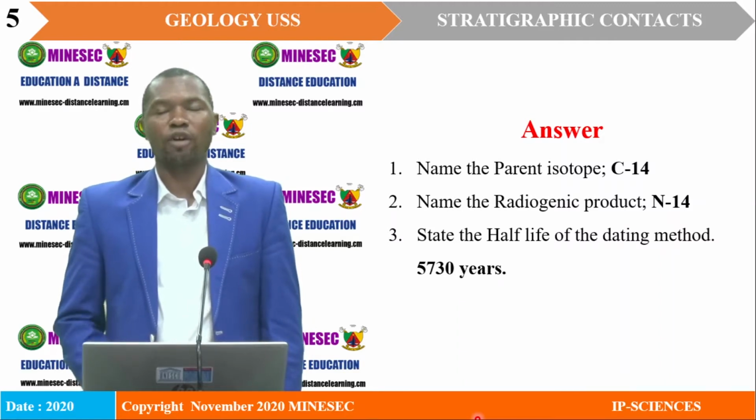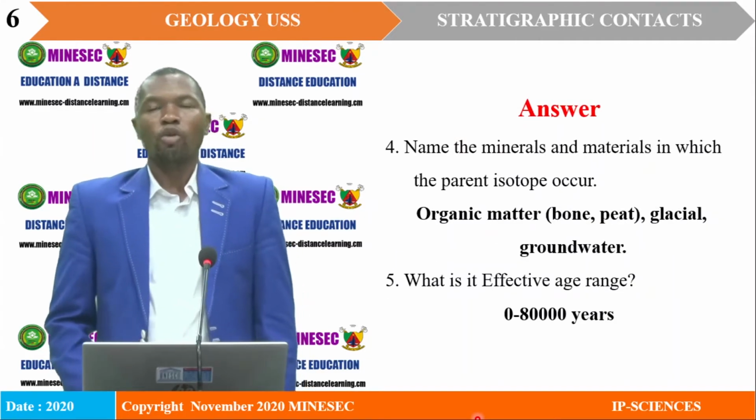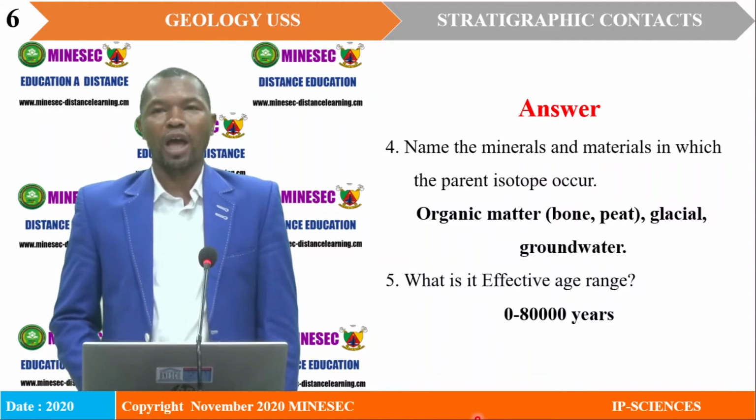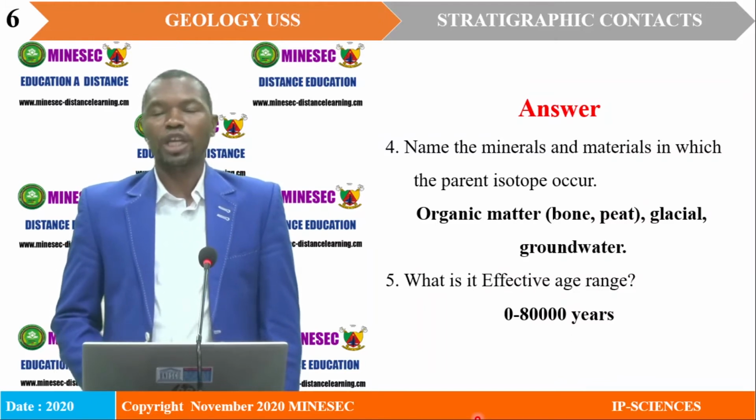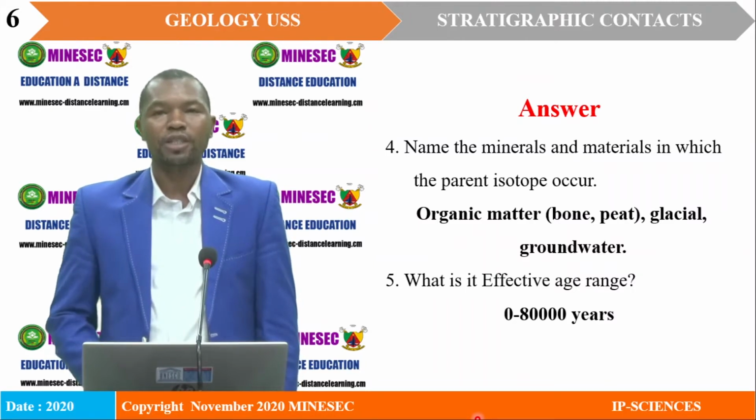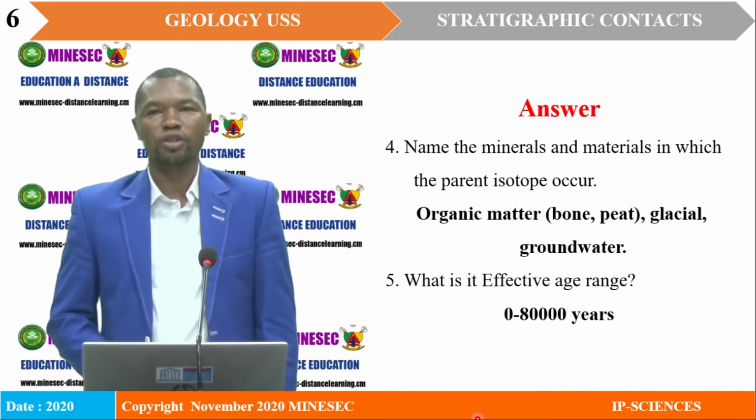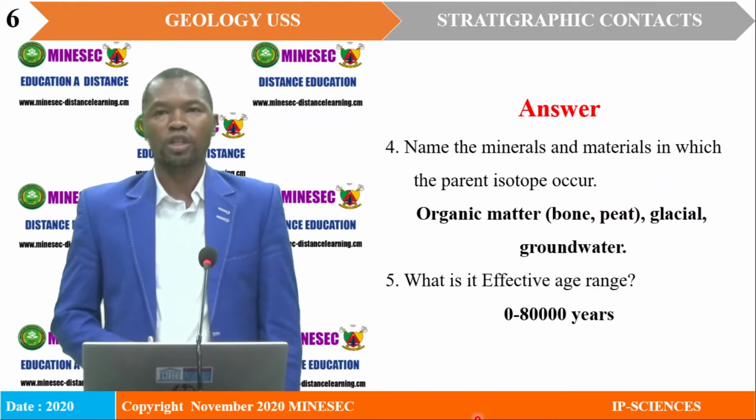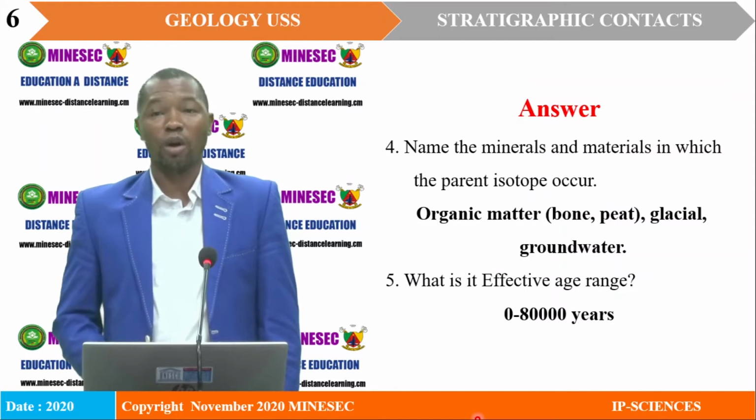Of course, the half-life of this dating method is so recent and short, that is 5,730 years. We said that it is used in dating recent sediments, recent materials that have been laid down geologically. We are equally required to name the minerals and the materials in which the parent isotope occurred. Of course, we say that this kind of method can be used to date recent formations. So, organic matter, like you have horns, you have peat, which is a form of coal. We have glacier and we have groundwater.